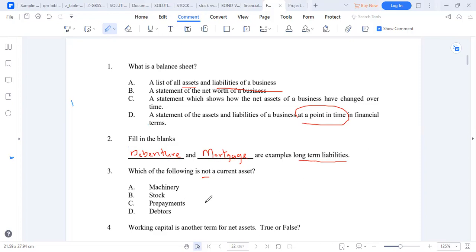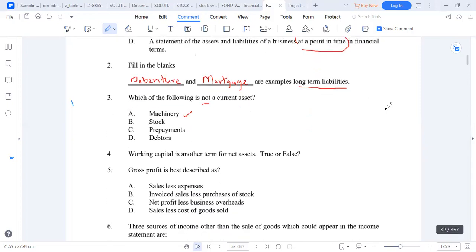Which of the following is not a current asset? Machinery, stock, prepayment, debtors. Machinery. What is it instead? It's a fixed asset. Fixed asset, correct. It's a non-current asset. Yes. All right.